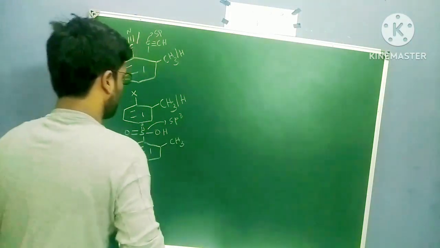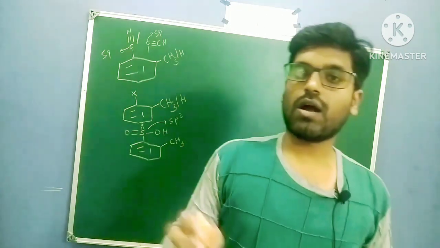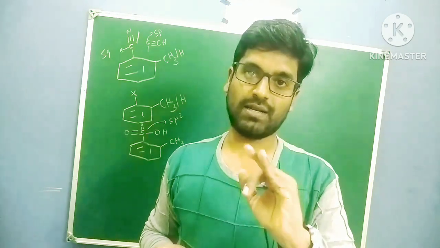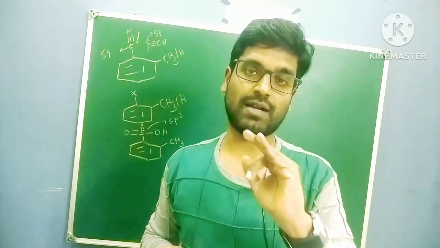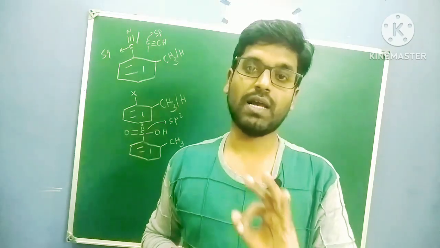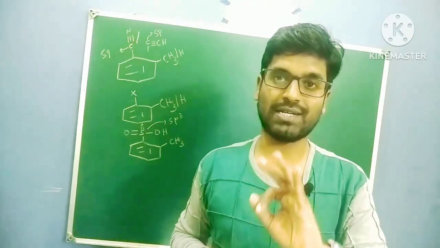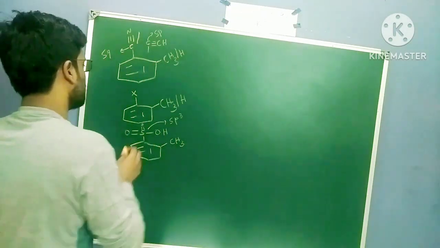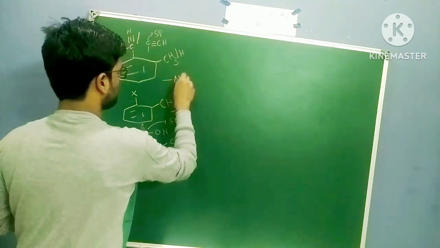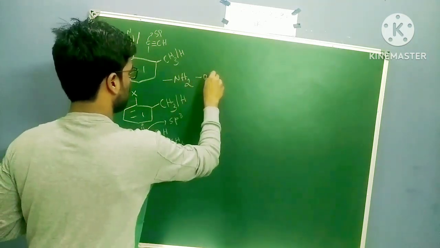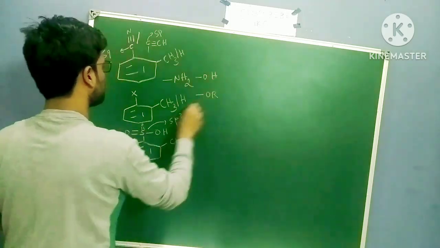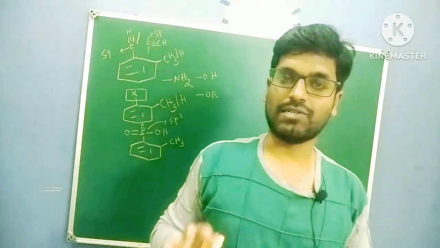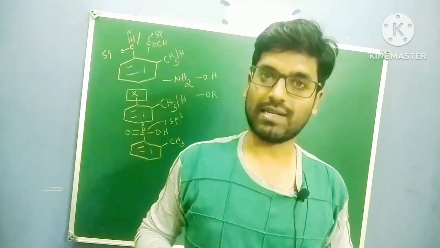Achha. Next, one trick is there. Alcohol is the friend of amine and alkoxide. That means alcohol OH, amine NH2, and alkoxide OR, OCH3. These 3 groups also will not show any steric inhibition of resonance. You have to remember. By remembering this trick, you can remember NH2, OH, OR. If these groups are in this position, these groups will not show any hindrance, will not show any steric inhibition of resonance.